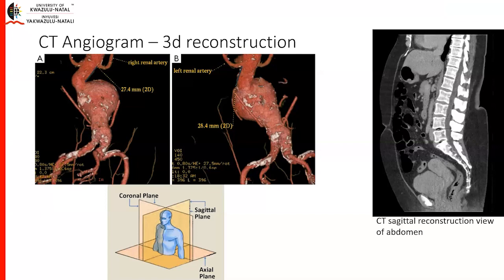Anyone want to volunteer? Dumiso Sikonde, can you tell me what you think is visible on this CT angiogram reconstruction? It's a 3D recon. Right, you've got some clues here. There's a renal artery, right renal artery, left renal artery. Sianda Shezi. Hello, Doctor. Yes, I think it's an abdominal aortic aneurysm. Yes, correct, right? It's a triple A, right? There's a dilation in the abdominal aorta. It's infrarenal, right? And it's just an example of a 3D reconstruction of a CT angiogram.